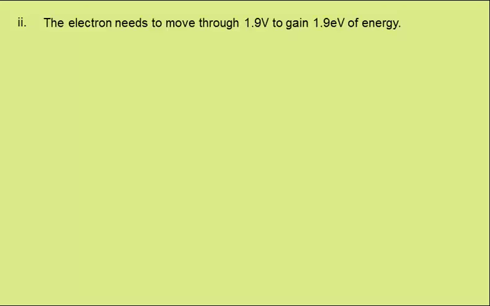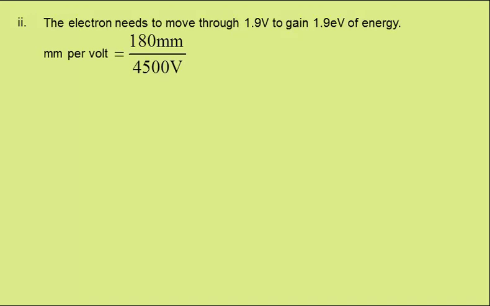In part 2, an illuminated shop sign includes a neon discharge tube as shown in the diagram. A voltage of 4,500 volts is applied across the electrodes, which are 180 millimeters apart. We can assume the electric field inside the tube is uniform, and we're asked to find the minimum distance a free electron would have to move from rest in order to excite the red spectral line. Well, the electron needs to move through 1.9 volts to gain 1.9 electron volts of energy.